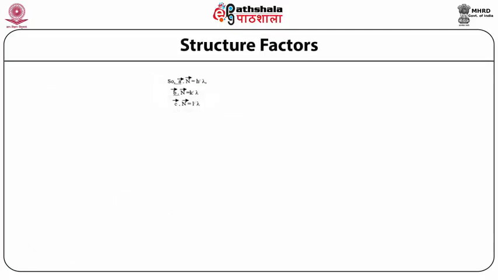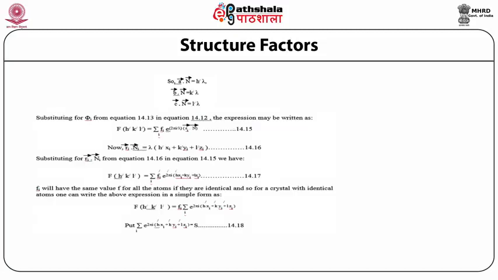greater than unity. So, the dot product A·N is equal to h′λ. Similarly, B·N is equal to k′λ, and C·N is equal to l′λ. Substituting for φi from equation 14.13 in equation 14.12, the expression may be written as F(h′, k′, l′) = Σ over i of fi exp(2πi/λ × Ri·N), given as equation 14.15. Now, Ri·N is equal to λ(h′xi + k′yi + l′zi), which is referred to as equation 14.16.